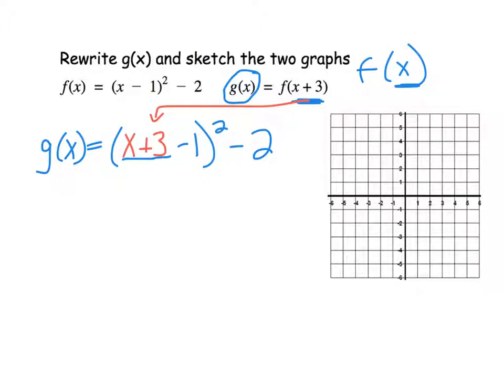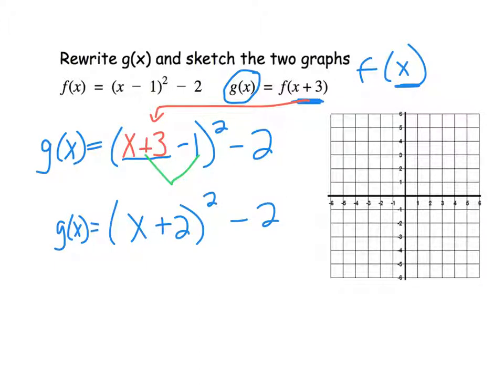So now I just need to simplify the area inside my parentheses. So x plus 3 minus 1. I just need to simplify this plus 3 minus 1. And what I've got is x, 3 minus 1 is 2, so plus 2 squared minus 2. And that's my g of x rewritten. So now I can graph both of these.